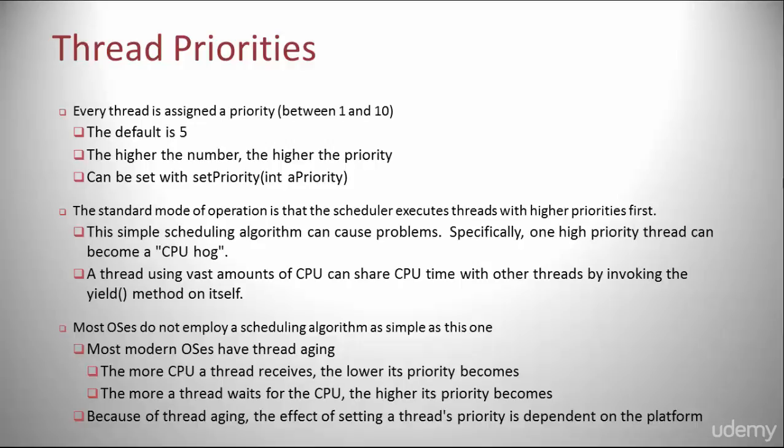Most modern OSs have thread aging. The more CPU a thread receives, the lower its priority becomes. The more a thread waits for the CPU, the higher its priority becomes. Because of thread aging, the effect of setting a thread's priority is dependent on the platform.